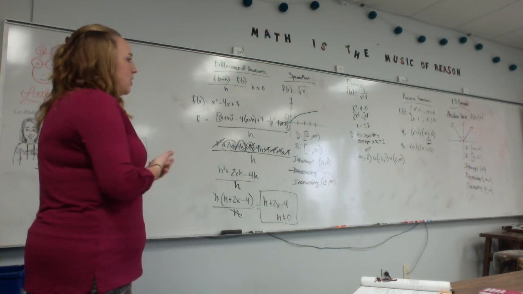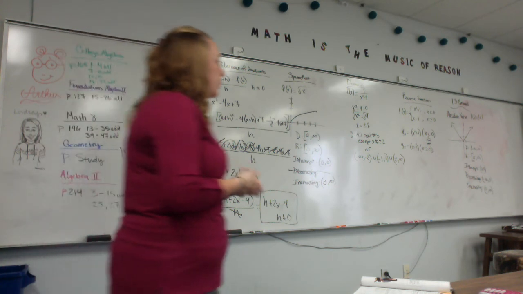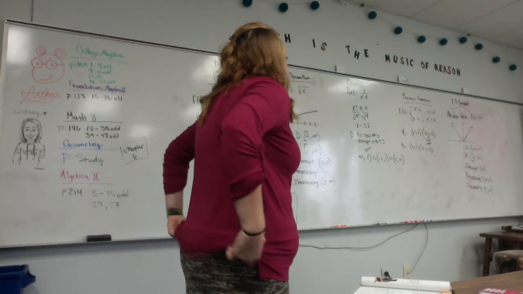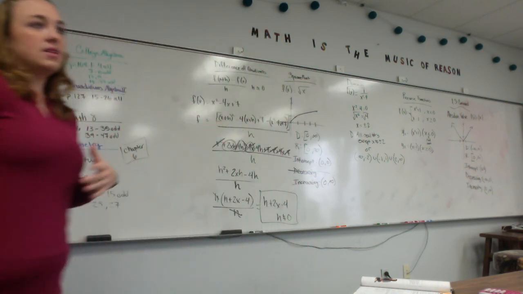Once you do that, make sure your viewing window is in standard form for most of these. If it needs to be in a different form, we can look over that. But standard form is negative 10, 10, 1, negative 10, 10, 1. You should be able to graph this and do everything tonight.